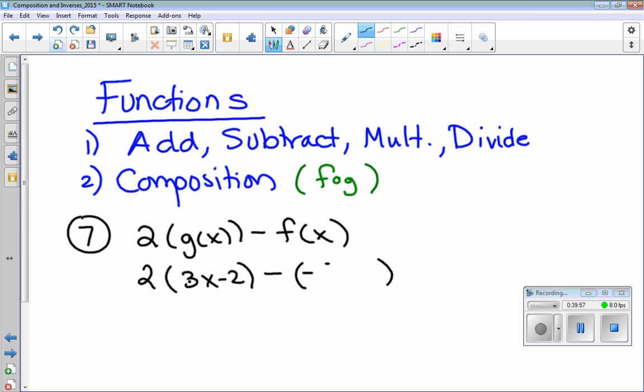Why am I putting f of x in parentheses? Because of the negative. I'm subtracting it. So I know I have to be careful when I subtract functions.